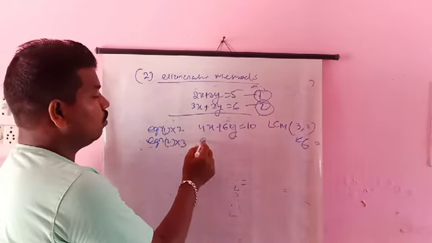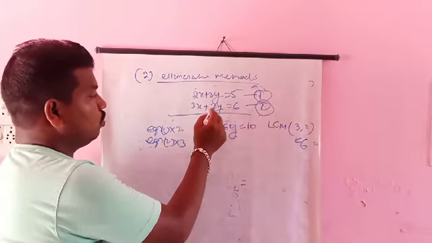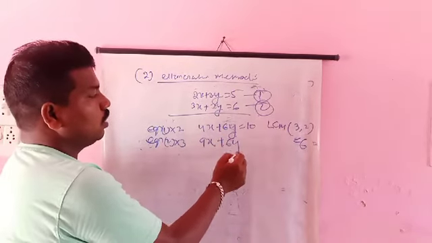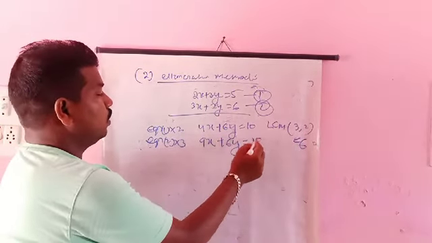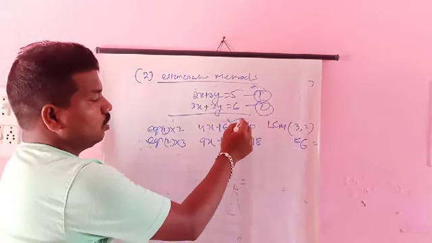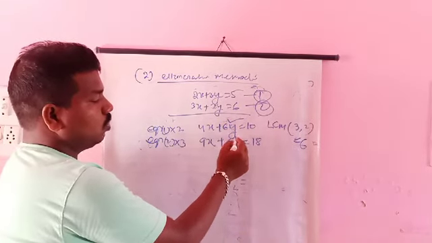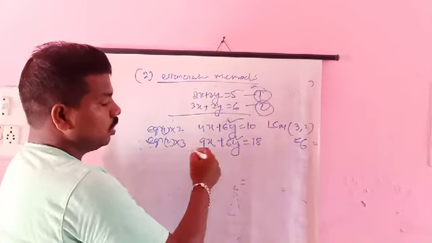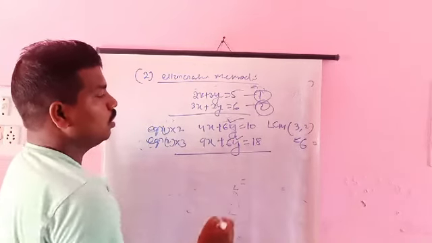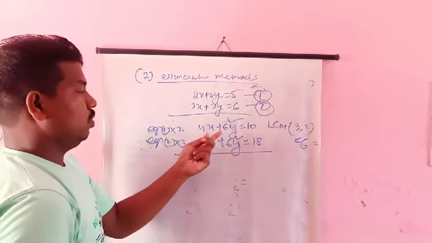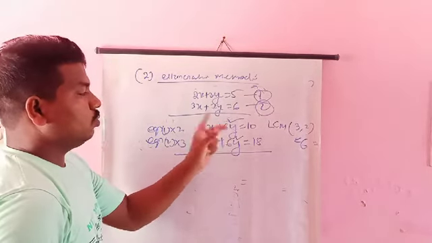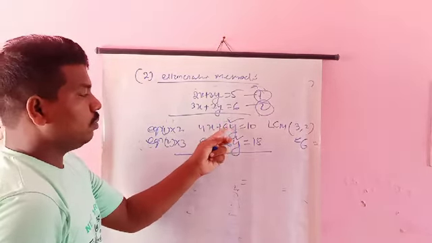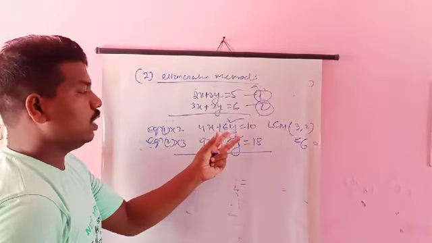So that is equal to 9x, and 2 into 3 is 6y, that is equal to 2 into 6 into 3, that is equal to 18. Here the coefficient of y is 6, and here also the coefficient of y is 6. That means the coefficient of y is the same. Now we have to eliminate either x or y. So here we eliminate y because the coefficient of y is the same.